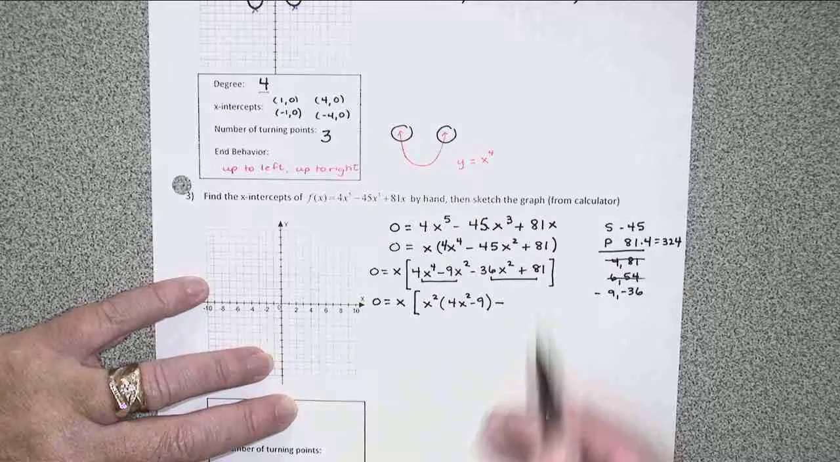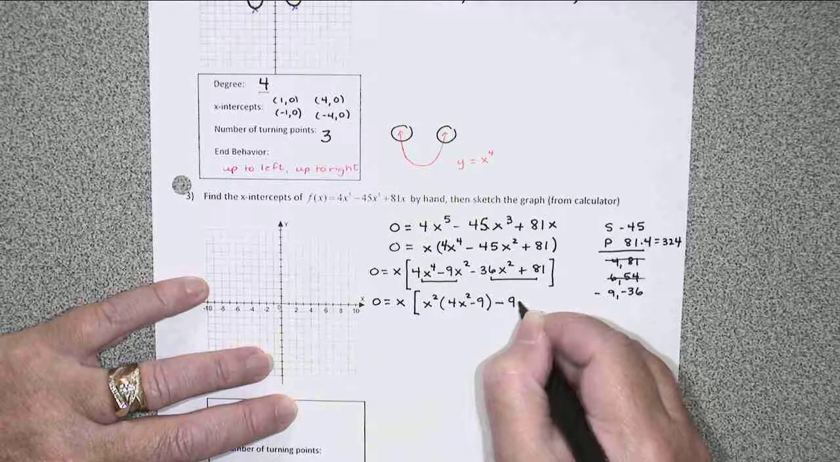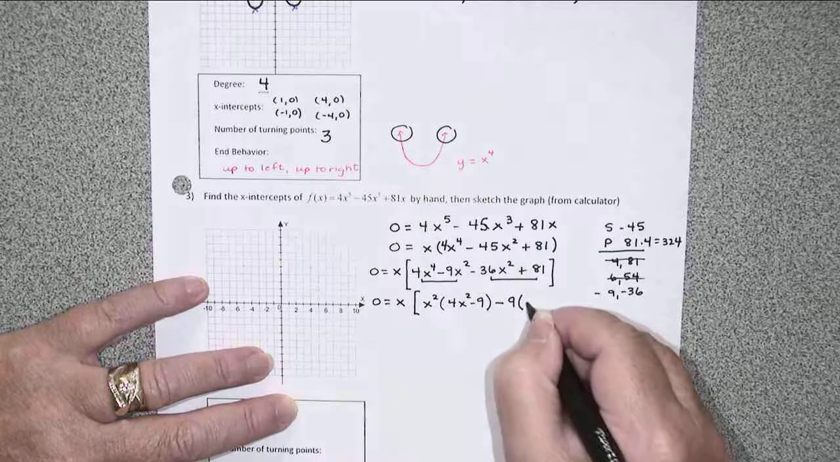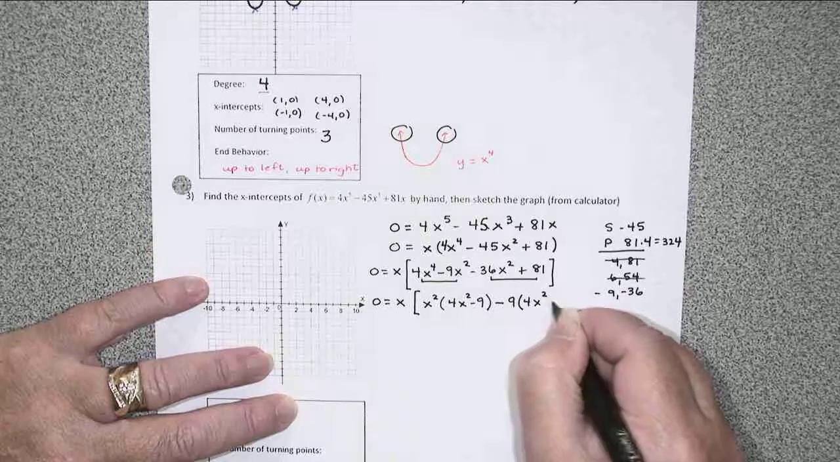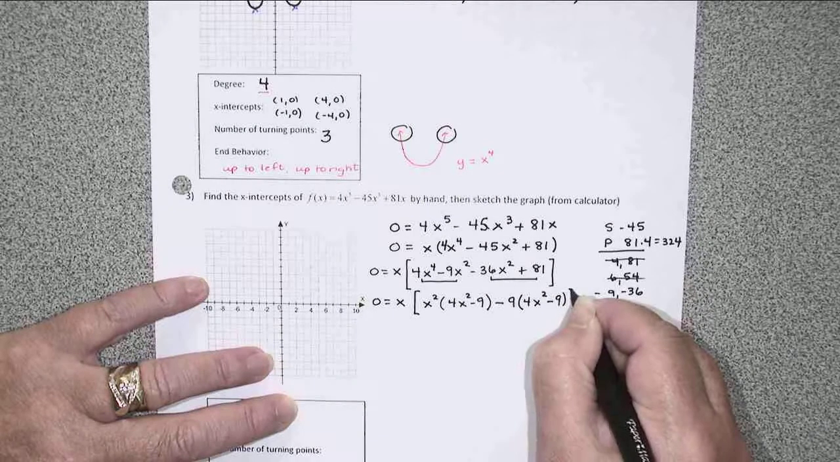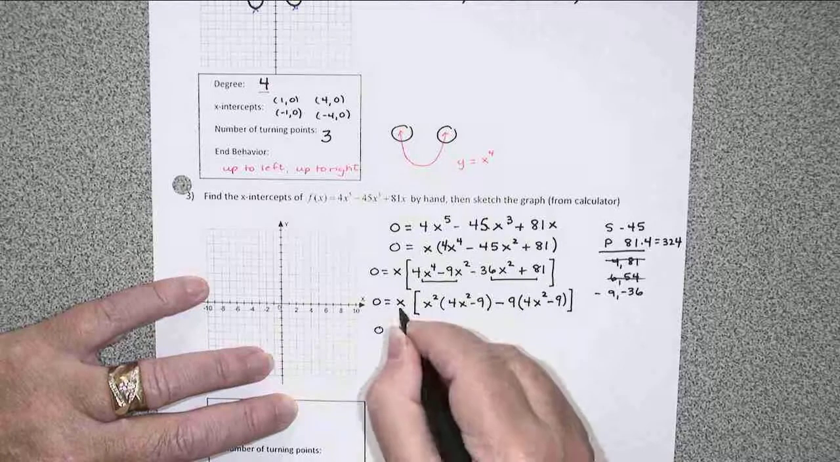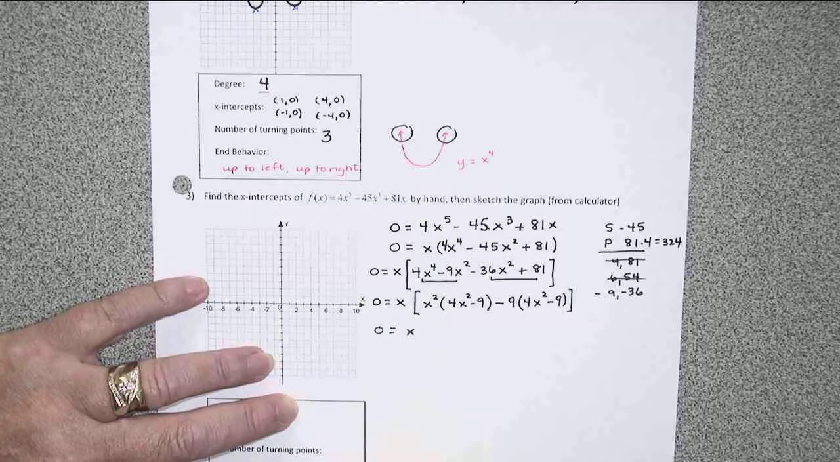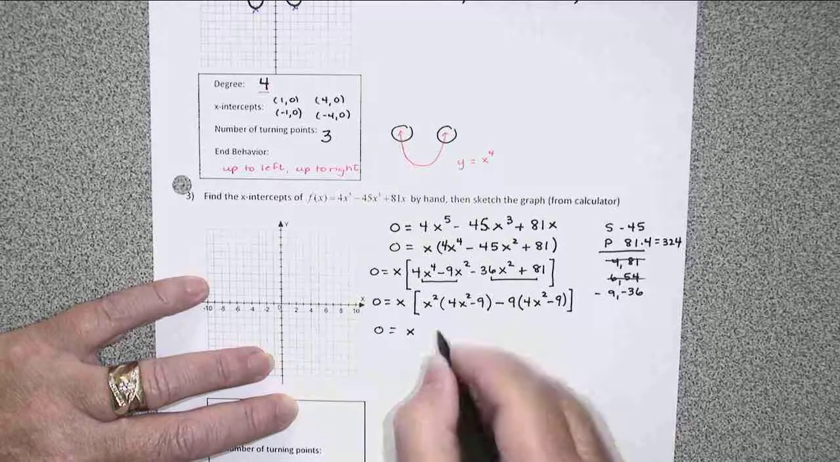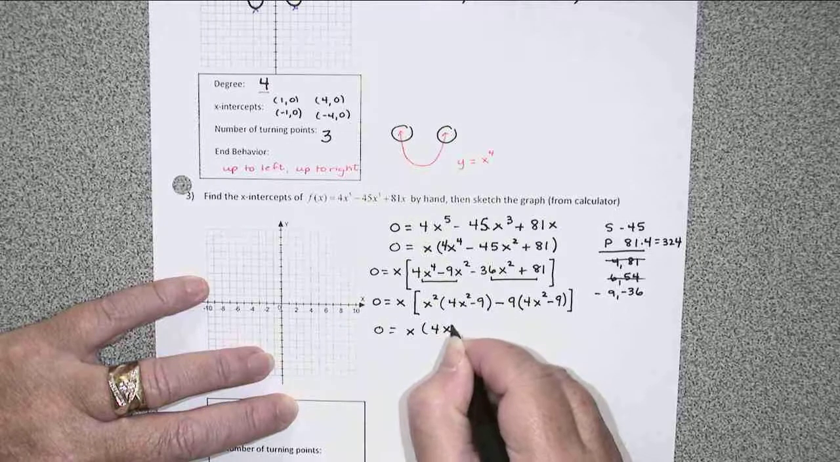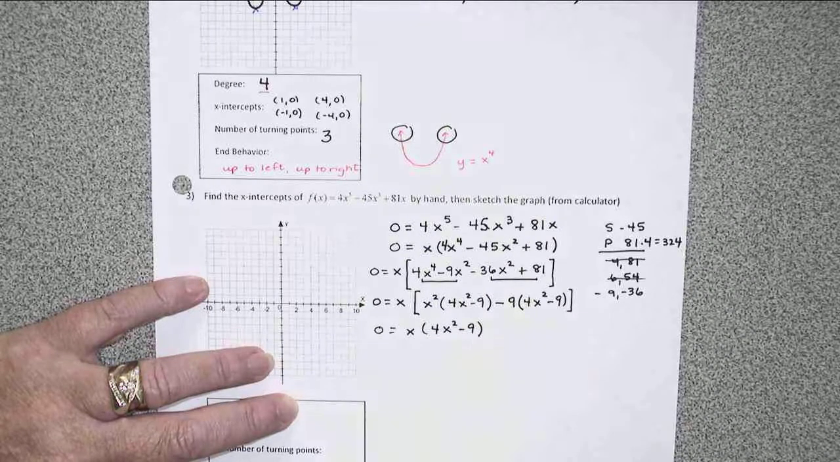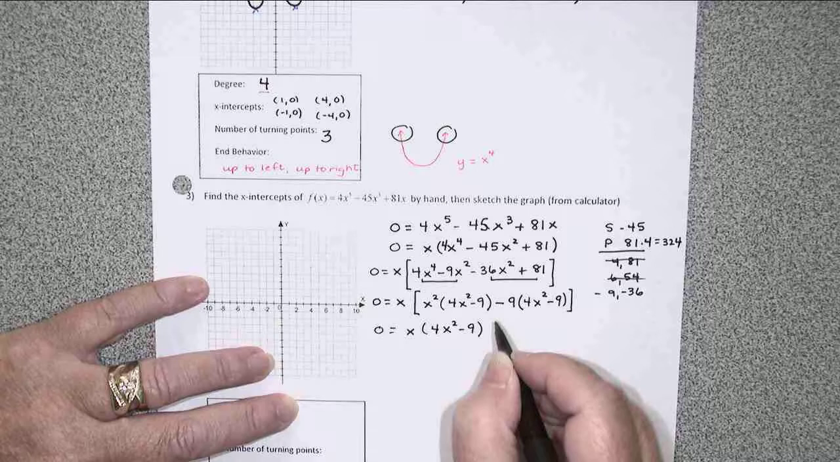36 and 81 are both divisible by 9. That would give me a 4x squared minus 9 also. So I still have the x out in front here. 4x squared minus 9 is a common binomial that I can factor out. And then I'd have x squared minus 9.